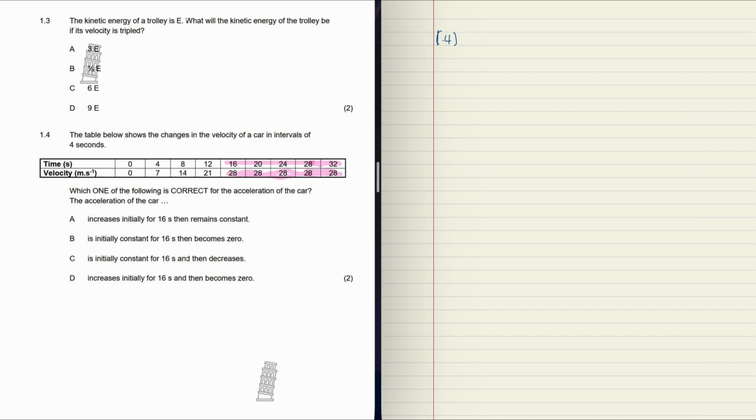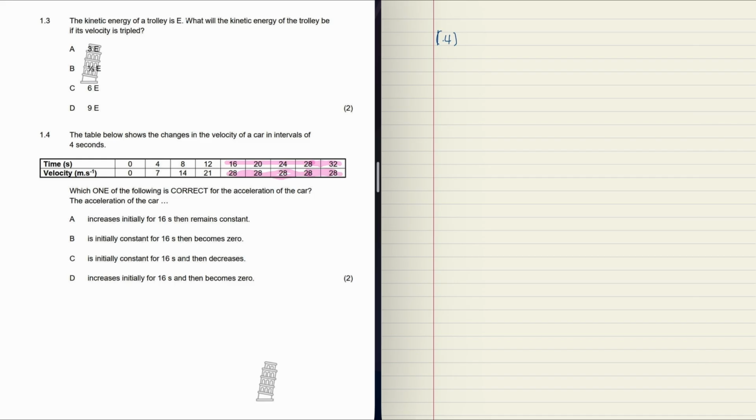Which one of the following is correct for the acceleration of the car? A: The acceleration of the car increases initially for 16 seconds, then remains constant. B says it is initially constant for 16 seconds, then becomes 0. C: It is initially constant for 16 seconds and then decreases. D: It increases initially for 16 seconds, then becomes 0.